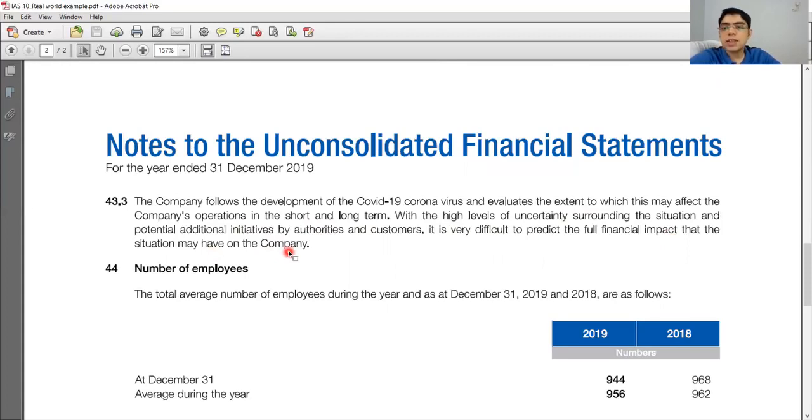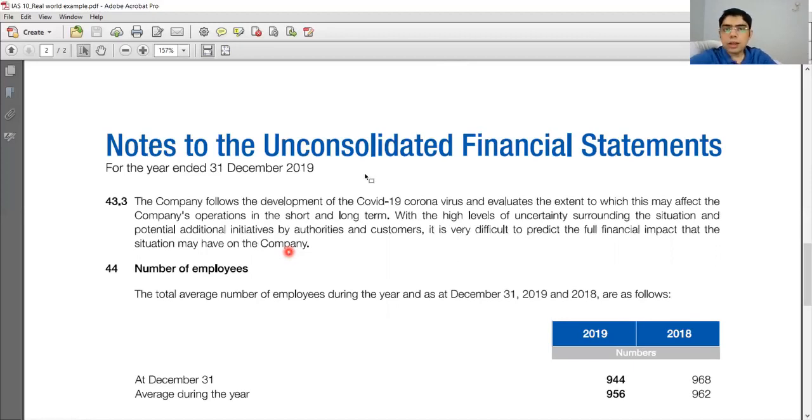So you see, this is an example where you cannot arrive at a reliable financial estimate of the transaction or the event. And so you're just detailing the nature of the event. You've told that it's COVID-19, it's a virus, that it will have implications for the company's operations both in the short term and long term. But then amidst the uncertainty that this particular virus has created, the full financial impact cannot be ascertained for the time being.